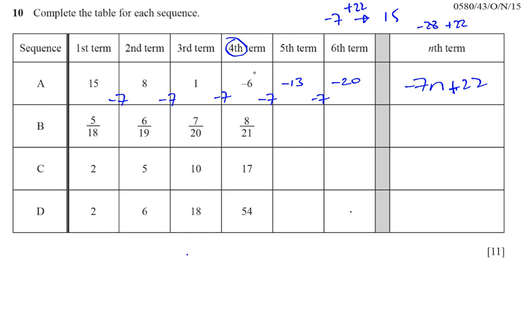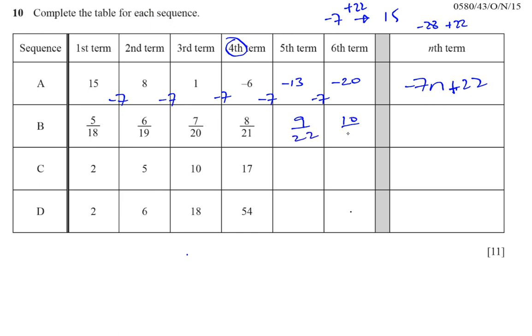Okay, for sequence B, here you have a fraction. It's no good looking at the fraction as a whole. What we can do is look at the fraction as a numerator with one pattern and the denominator with another pattern. So here we have 5, 6, 7, 8. Obviously, it's going to be 9 and 10. And for the denominator, we have 18, 19, 20, 21. Pretty simple pattern. 22 and 23.